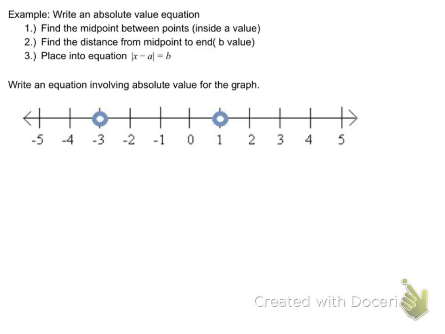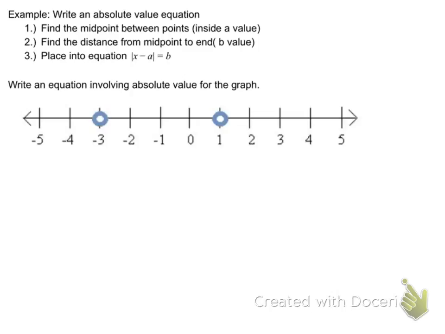The last one I want you guys to do is to actually write an equation, just like I did. So then, I'm using these steps. I find the midpoint between the points. That's the inside A value. Part 2 says find the distance from that midpoint to one of the ends. That's the B value. And then you place it into the equation of the absolute value of x minus A equals B. All it is, find A, find B, plug it in.